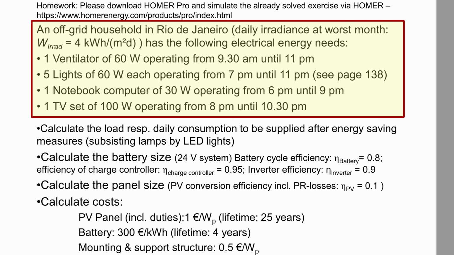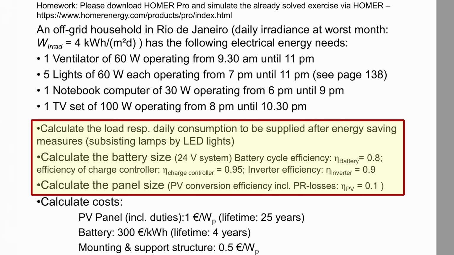So the question says, an off-grid household in Rio de Janeiro with daily irradiance at the worst months of the year of 4 kilowatt hours per square meter per day has the following electrical energy needs: 1 ventilator of 60 watt operating from 9:30 a.m. until 11 p.m., 5 lights of 60 watt each operating from 7 p.m. until 11 p.m., 1 notebook computer of 30 watt operating from 6 p.m. until 9 p.m., 1 TV set of 100 watt operating from 8 p.m. until 10:30 p.m. Calculate the load and respectively the daily consumption to be supplied after energy saving measures.